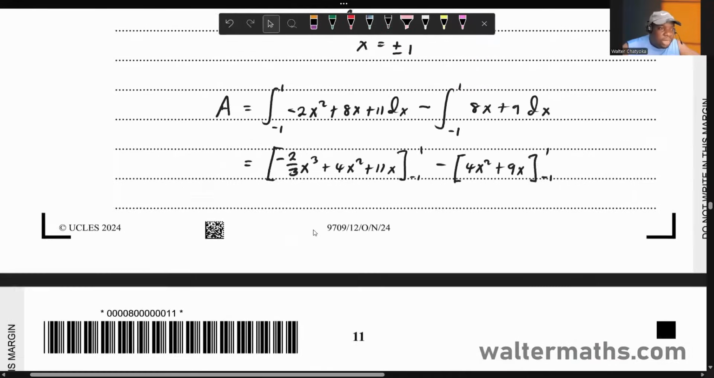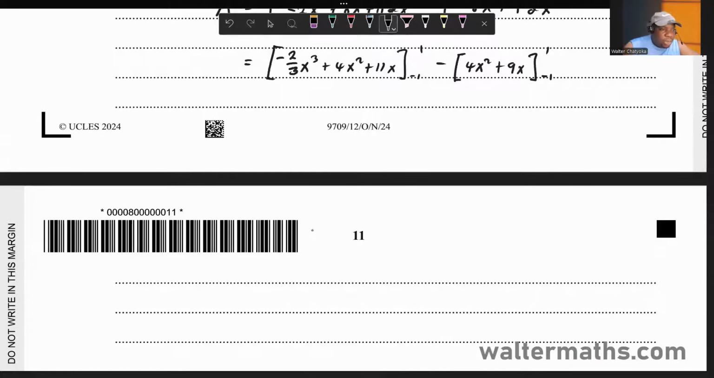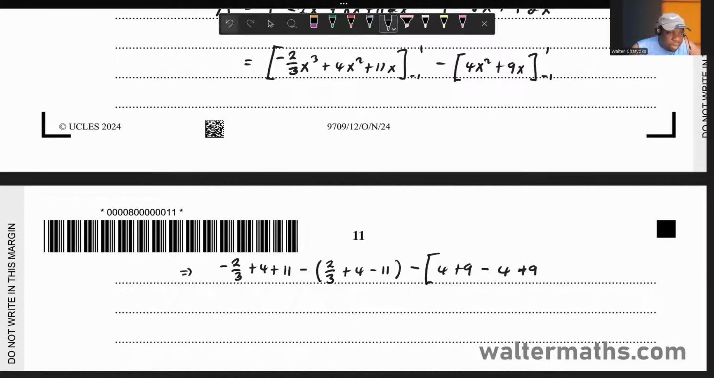Do we still have space? Yes, we do. We substitute 1, so we get -2/3 + 4 + 11 minus (-2/3) plus 4 minus 11. That's going to be minus. We come to this part. We'll be having 4 + 9 minus (4 - 9). Okay, so it becomes a plus because there's a minus on it, all right, like this.